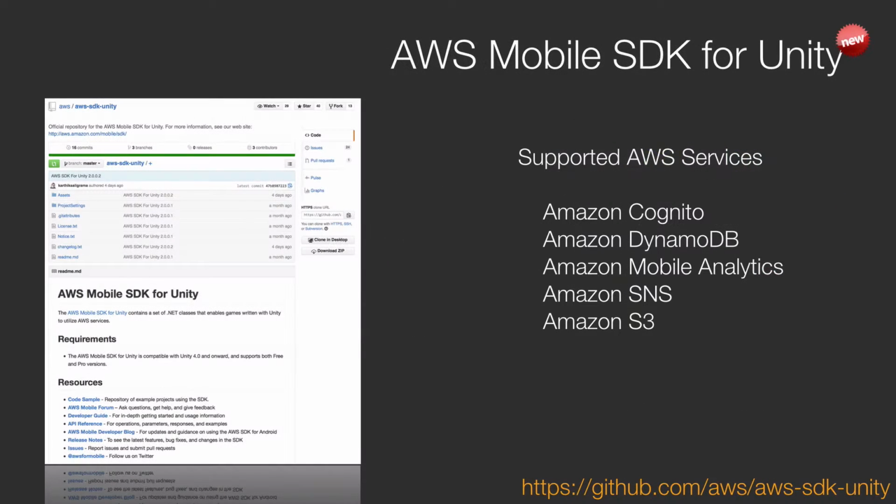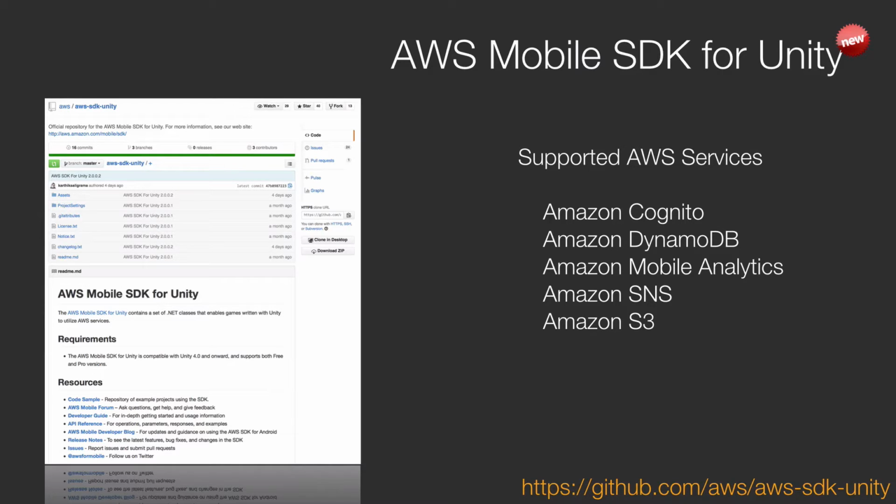One example, as I said a second ago, is the AWS Mobile SDK for Unity, something that we just brought out of developer preview and made generally available. You can find this on the AWS GitHub using the URL that you can see in the bottom right of your screen here. At the moment, we're supporting Cognito, DynamoDB, Mobile Analytics, SNS, which we just announced quite recently, and also Amazon S3 for object storage as well.